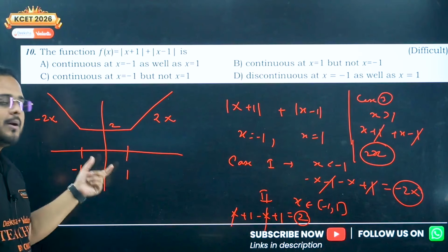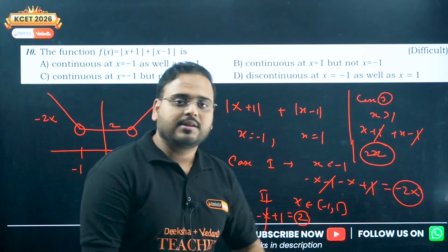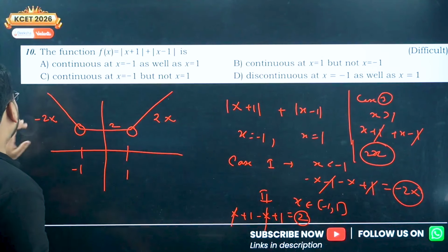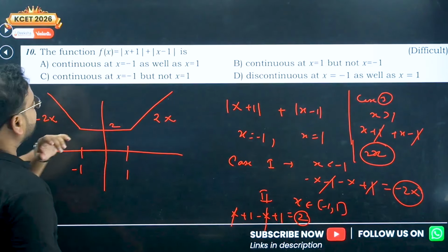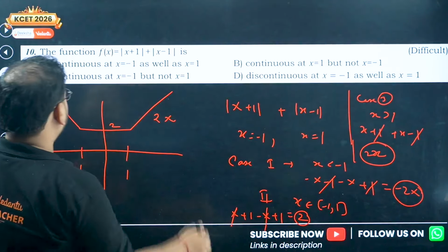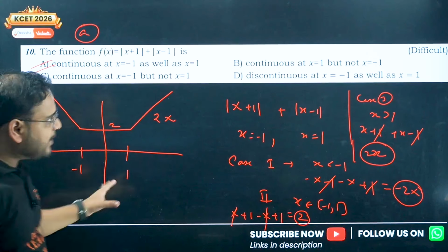2 critical points, but you check at both the points the function is continuous. There's no break in the function. For that reason, the function is continuous at both the points, and we get the result as option A, continuous at both the points. Option A. It's a very good question.